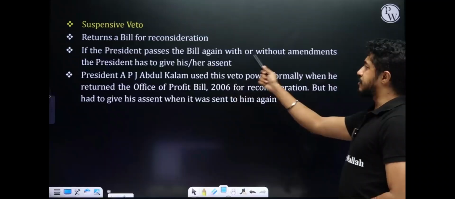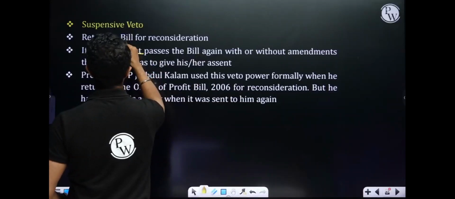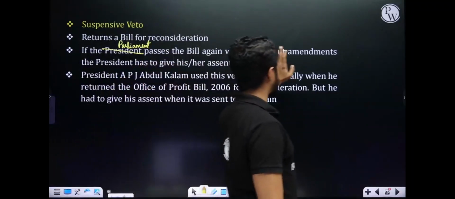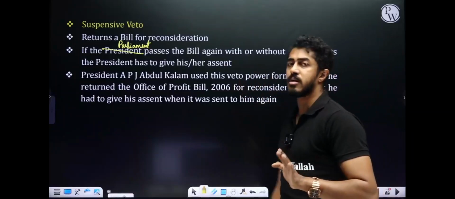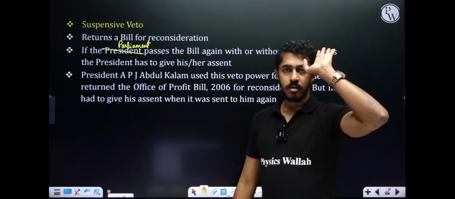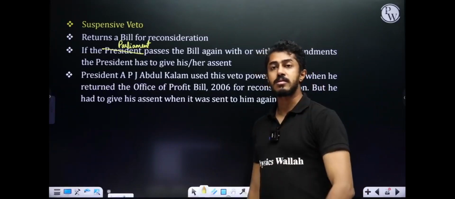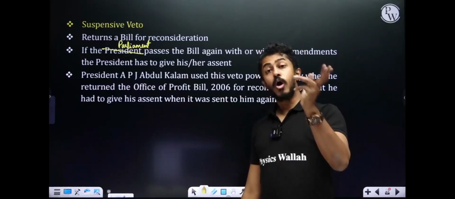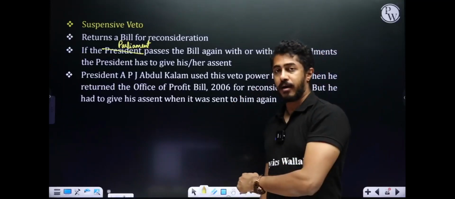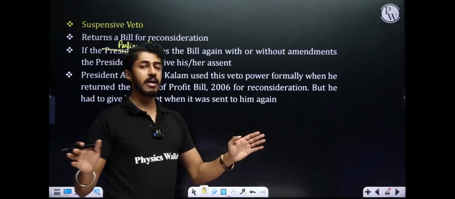If the parliament passes the bill again, with or without amendments, the president has to give his or her assent. Parliament passed it, reached the president. President is like, reconsider it again. But again, the parliament passes it, either with changes or without changes. But I told you already, once something goes and comes back with or without changes, now the president has no choice other than giving assent to it.